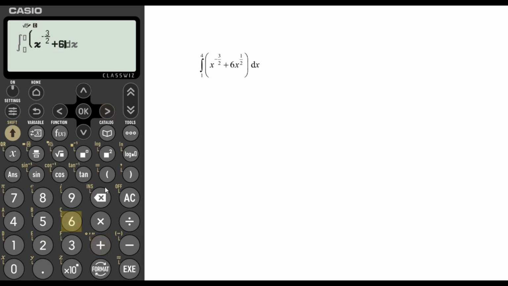plus 6x to the 1/2, and we are going from x equals 1 to x equals 4. You will find our calculator computes this. Our calculator ends up with a result of 29.